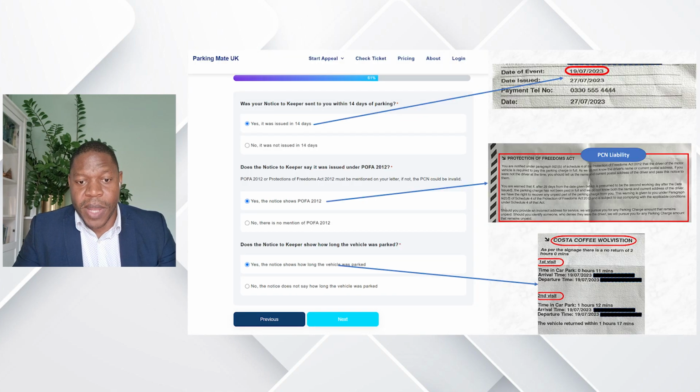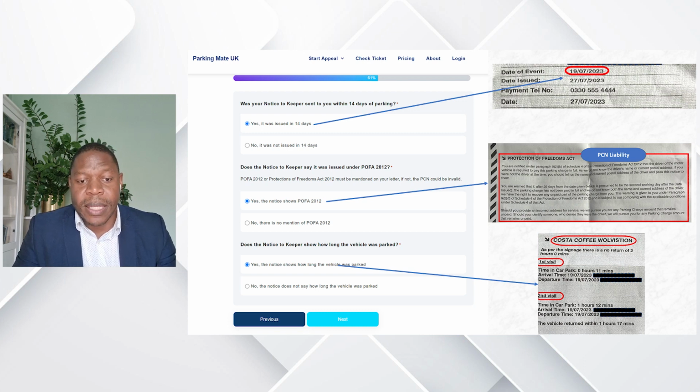The other question we have to double check is, was the parking charge notice issued within 14 days? Now we can see from the parking charge, the date of event was 19th of July and the date issued was 27th of July, so this was about 8 days. So in this case, it was issued within 14 days, so the answer was yes.